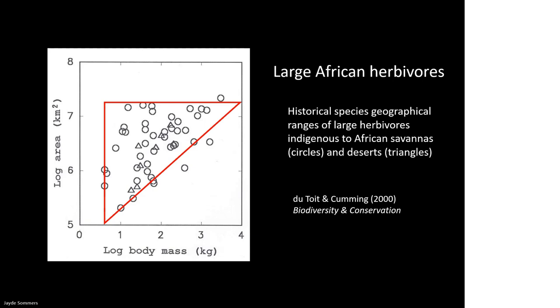We don't get big-bodied animals occurring in small areas, because those big-bodied animals in small geographical ranges become vulnerable to external extinction factors like hunting and disease, et cetera, as well as internal ones, like inbreeding depression and genetic drift. Next slide, please.